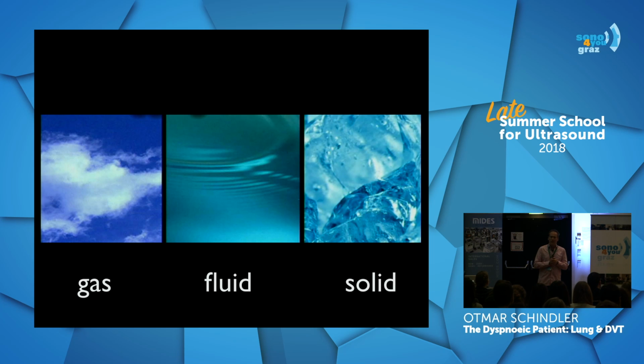Why don't we see the lung? Because, as we all know, ultrasound is not very good in penetrating gases. It's reflected. And the lung is full of gas, it's full of air. So as soon as you have the lung healthy and full of air, you won't see anything. What you see is if there is fluid in the lung or if the lung gets consolidated.